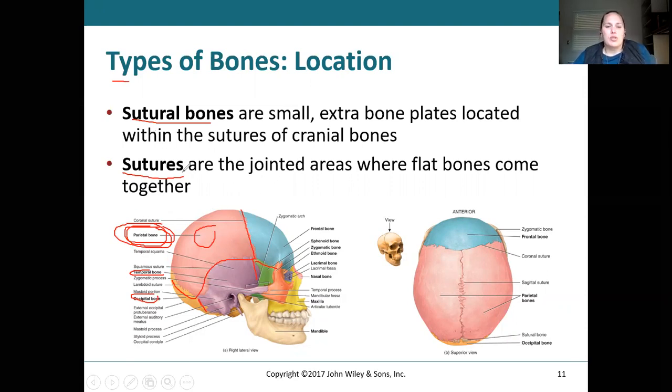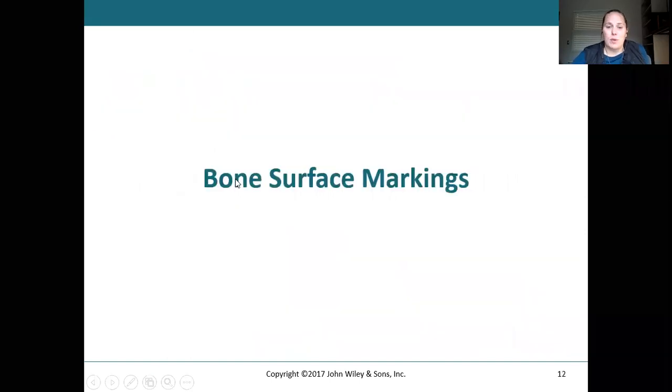So the sutures are where these are joined together. We're going to talk about how these sutures form developmentally, and what they look like when they aren't fully formed in a young adult, an infant. So sutures are where these bones come together. We'll be learning about the names of different sutures in the skull as well.